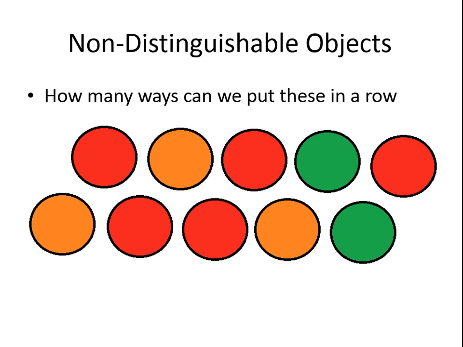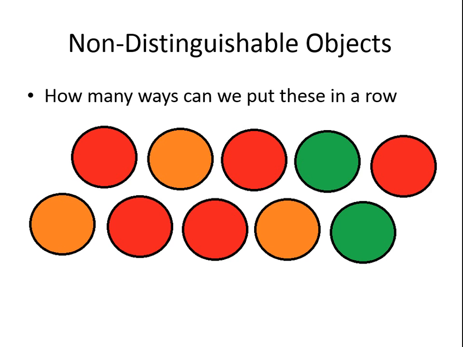Okay, so now let's talk about non-distinguishable objects. These are objects that look the same. These could be letters, these could be balls, these could be anything else that looks similar to each other, and you're unable to tell the difference between one or the other. So if you look here, we've got orange and red and green circles. There's no way to tell them apart. They are exactly the same.